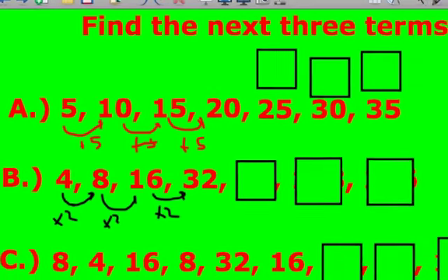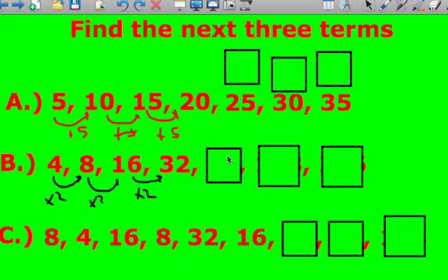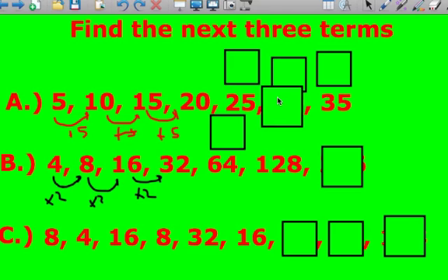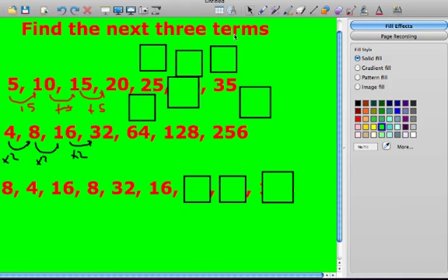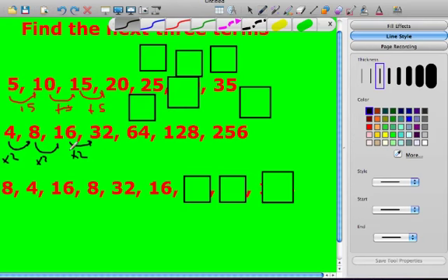So if we do these out, 32 times 2 would get you 64. 64 times 2, well, 60 times 2 is 120. 4 times 2 is 8. That gets you 128. And then 128 times 2, 120 times 2 would be 240. 8 times 2 would be 16. So 240 plus 16 would give you 256.